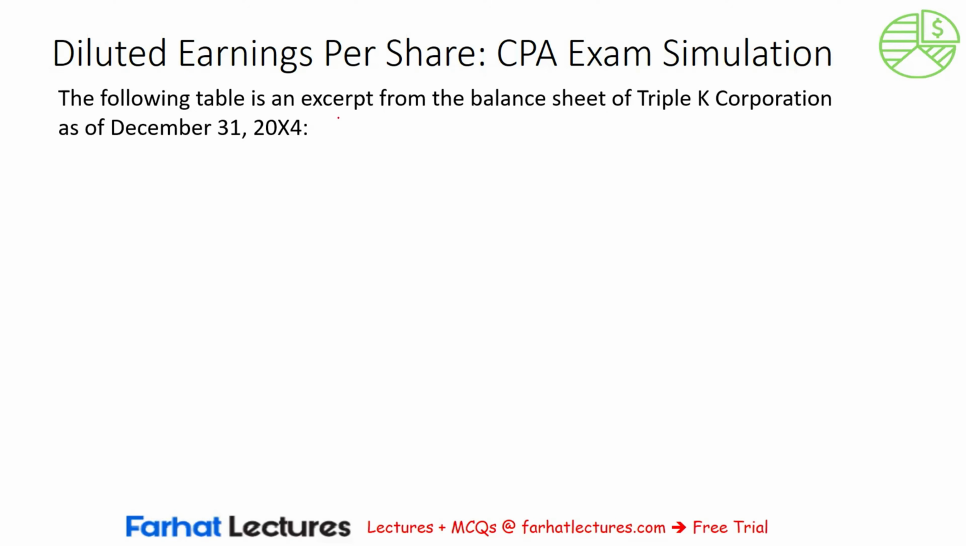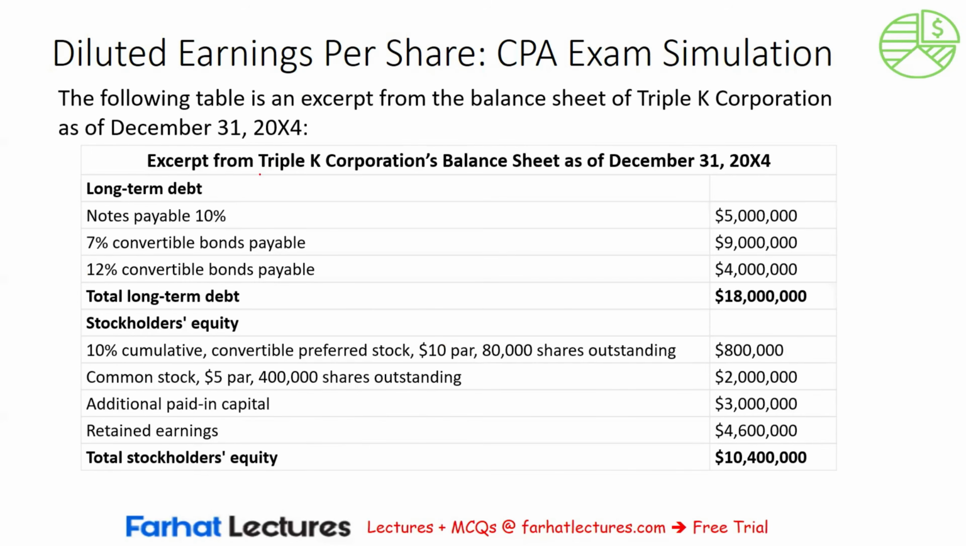The following table is an excerpt from the balance sheet of CPA Corporation as of December 31st, 20X4. We have information about long-term debt and stockholders' equity. To compute the diluted EPS, we need to look at convertible securities. Notes payable are not convertible securities, so they're not going to affect the computation of neither the basic nor the diluted EPS.